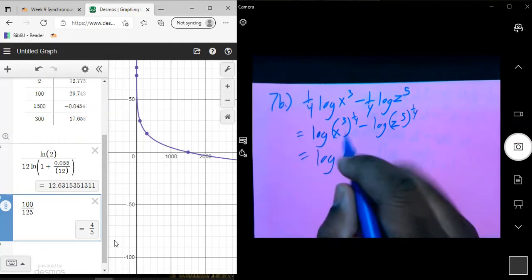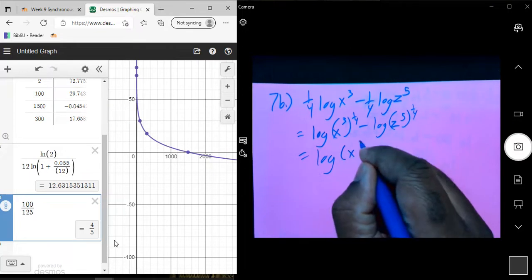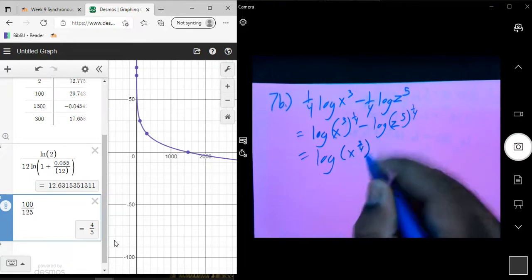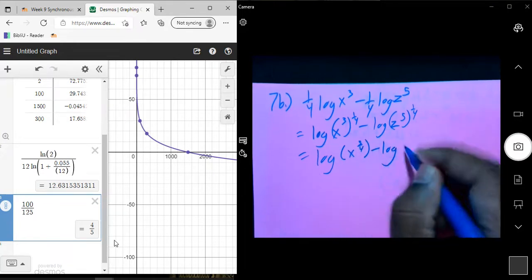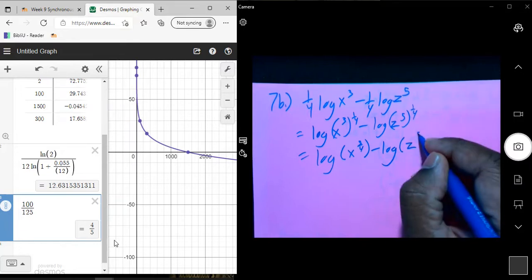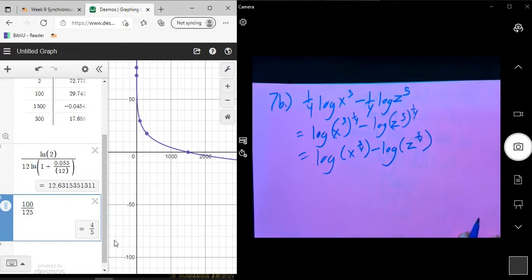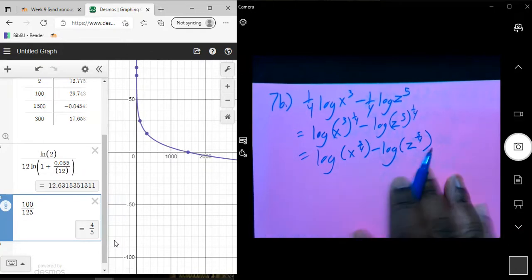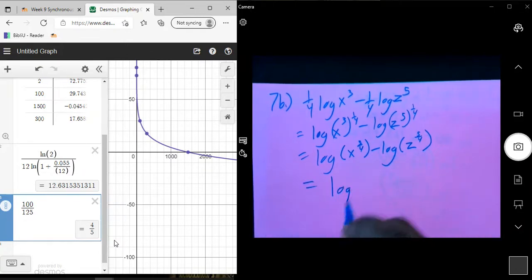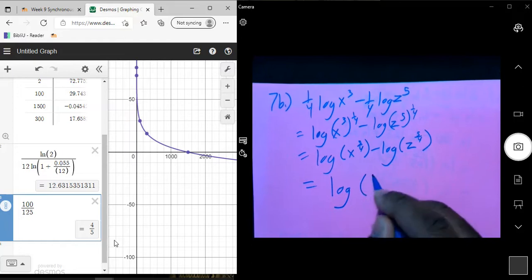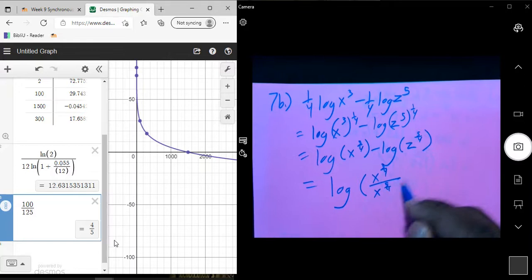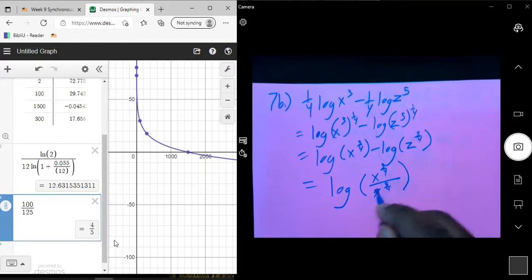Then we had log of x to the 3/4 power minus log of z to the 5/4 power. And then here's the next step that should have been the difference. When we combine these for division, it should have been log, parenthesis, x to the 3/4 power over z to the 5/4 power. Oh, I don't know why I keep changing that to x. That should be z to the 5/4.